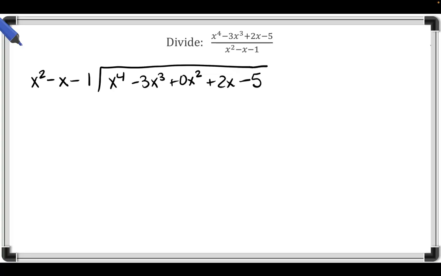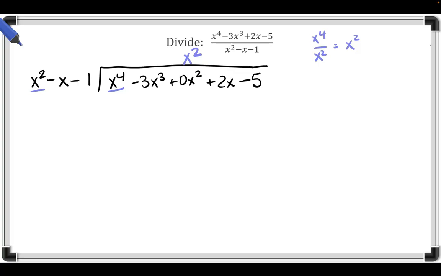So first, we are going to divide. We're going to take our x to the fourth here, and divide it by the first term of our divisor, so what we are dividing by. Now when we do this, remember we subtract our exponents, so it's x to the second power. So I'm going to line up x squared, that's my answer, right above the x squared term.